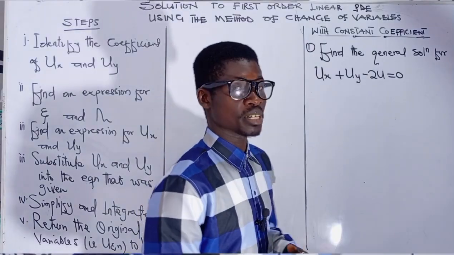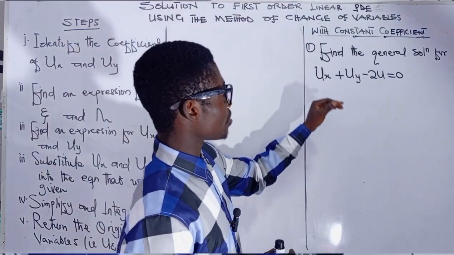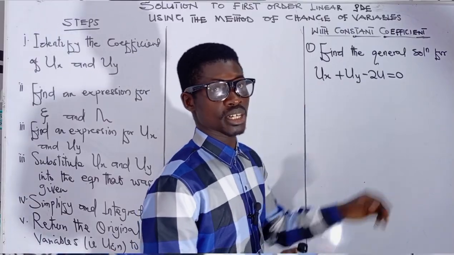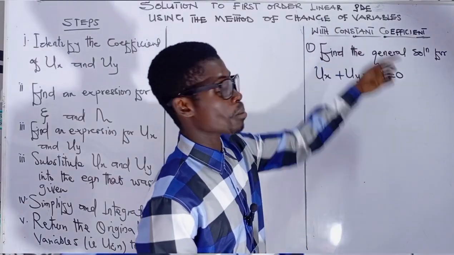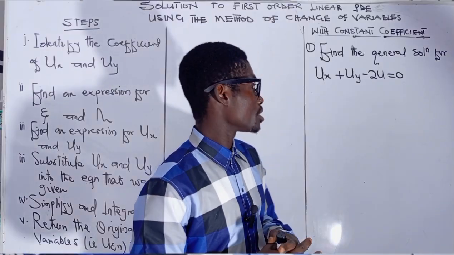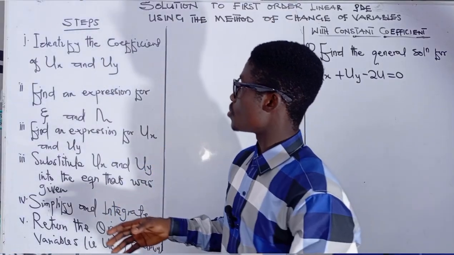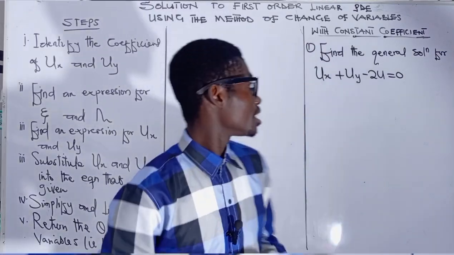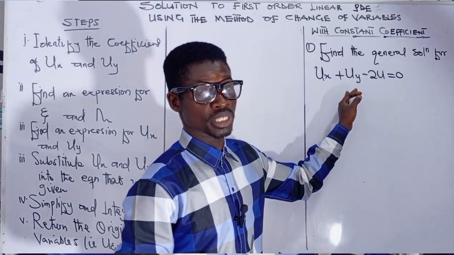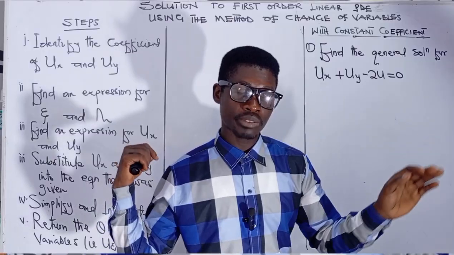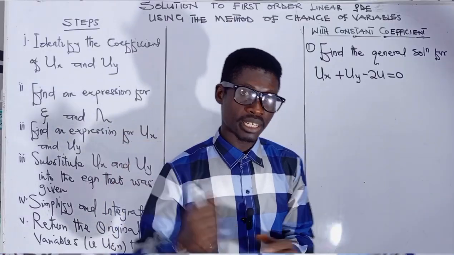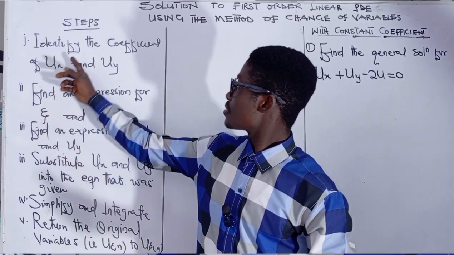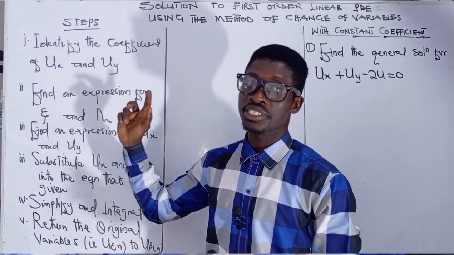So let's look at our first example. We want to find the general solution for this first order linear PDE with constant coefficient using the change of variable method. So in doing that, we are going to use these steps to help us find the general solution to this partial differential equation given. We are going to apply these steps to help us solve it. So the first step says what? You should identify the coefficient of ux and then uy.